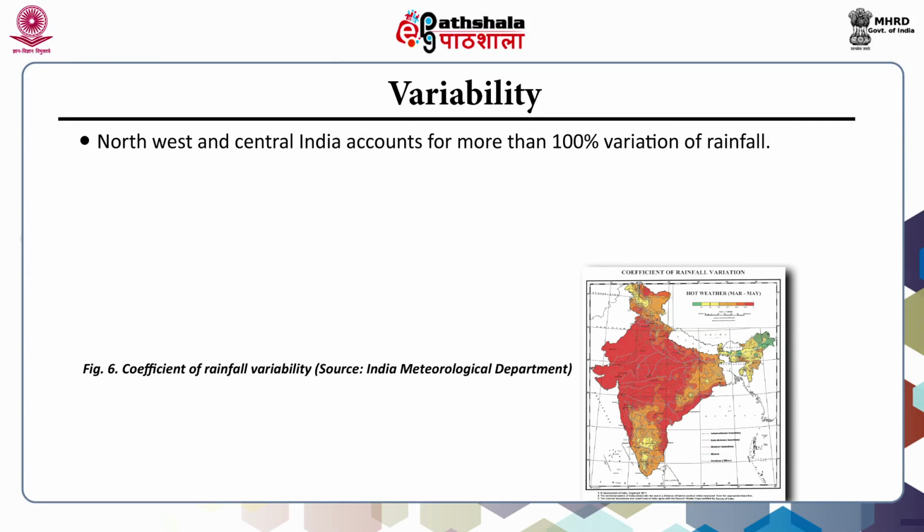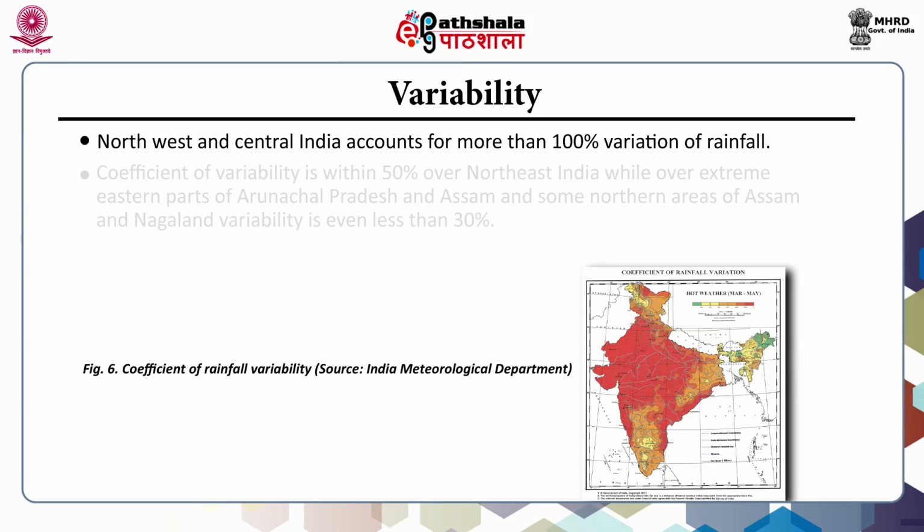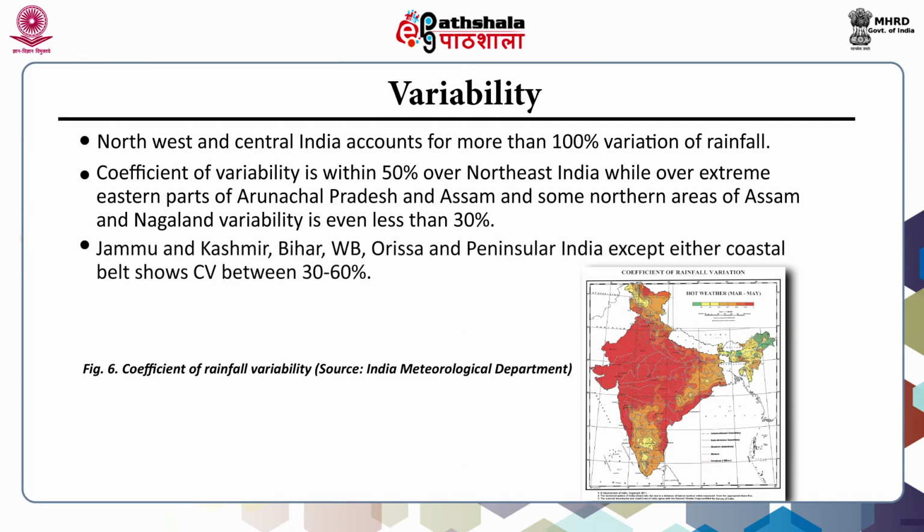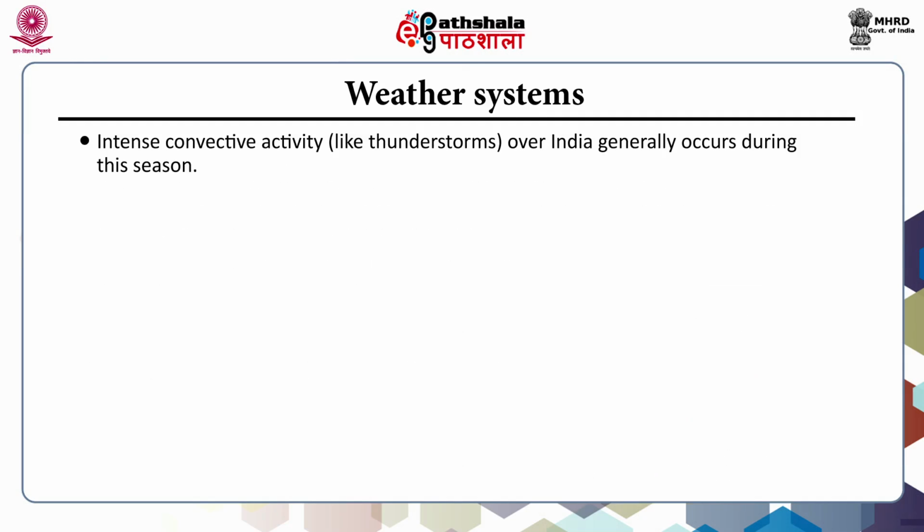Northwest and central India account for more than 100% variation of rainfall. The coefficient of variability is within 50% over northeast India, while over extreme eastern parts of Arunachal Pradesh and Assam and some northern areas of Assam and Nagaland, the variability is even less than 30%. In Jammu and Kashmir, Bihar, West Bengal, Orissa and peninsular India, except the coastal belt, the coefficient of variability is between 30 to 60%. Intense convective activity like thunderstorms over India generally occurs during this season.